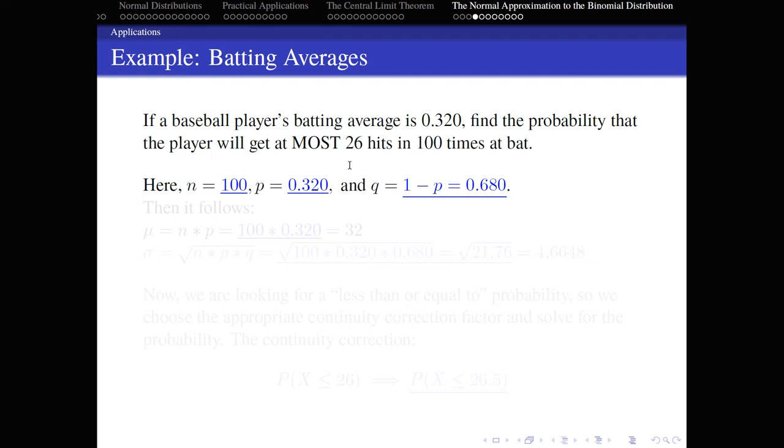Now here we identify the number of hits at bat. So we've got 100 times at bat. That's our number of trials, n. The probability of a hit at any time at bat is this batting average, 0.32.